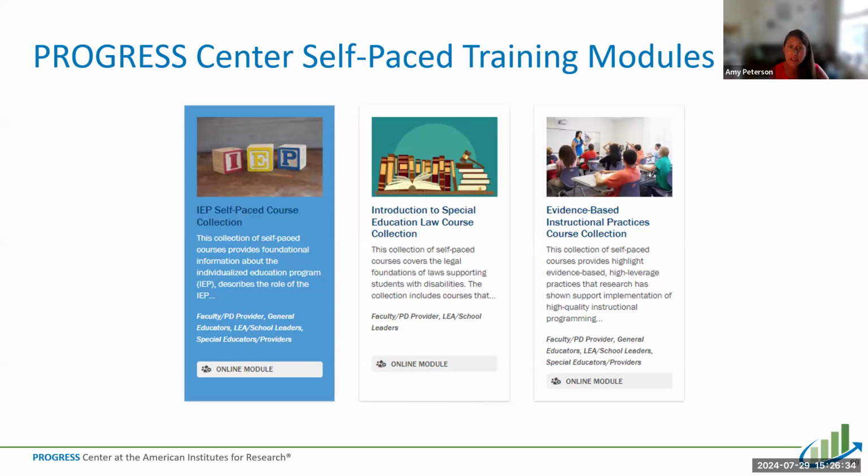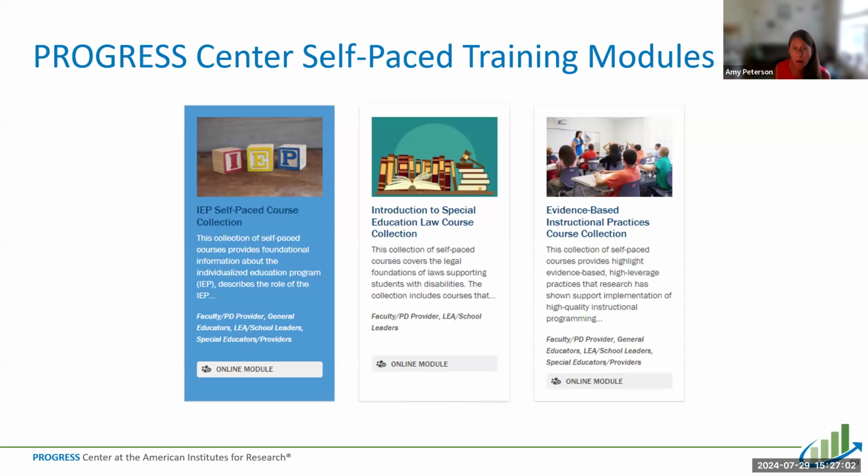And then there's a series around evidence-based instructional practices that are available around those high leverage practices that have been identified to support students with disabilities across grade levels and different disability categories. So looking at planning for instruction and delivering instruction and intensifying instruction and cognitive and metacognitive strategies, lots of different resources and materials there as well. And all of these live in a learning management system.